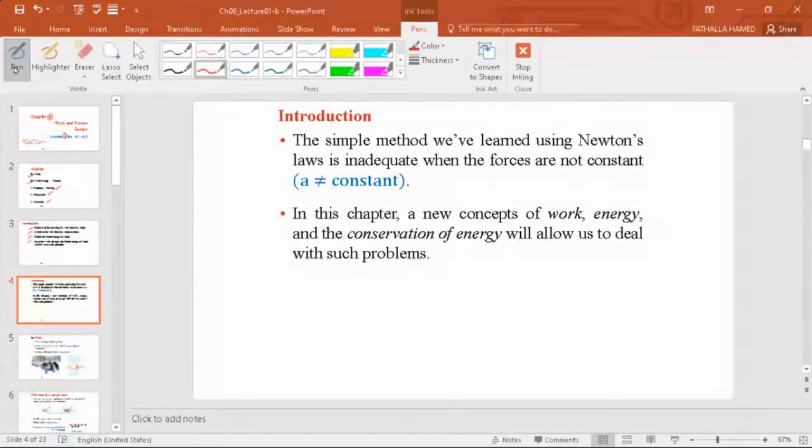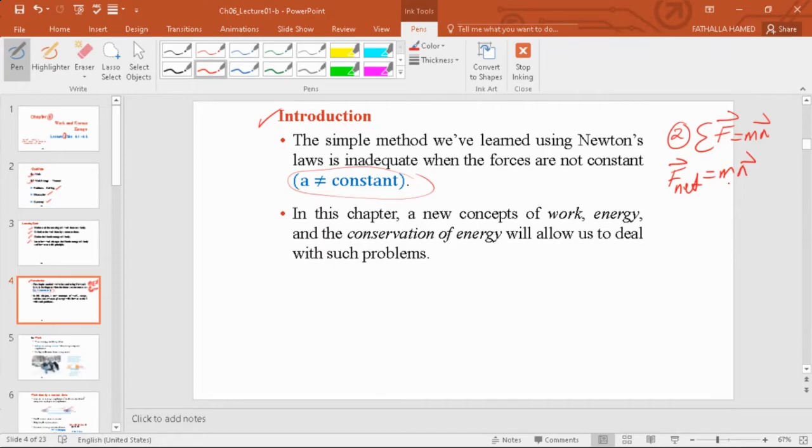As an introduction here, we say the simple method we have learned using Newton's laws is inadequate when forces are not constant, meaning the acceleration is not constant. So far, when we look at a system, especially Newton's second law, we said that the summation of the force is equal to ma, or equivalently, the net force is equal to ma. So you have here a constant acceleration. What happens if we do not have a constant acceleration?